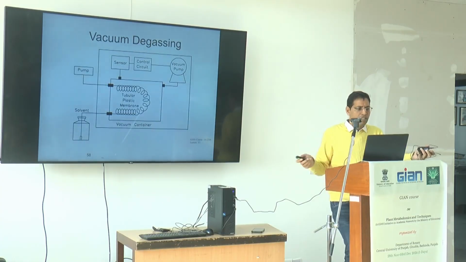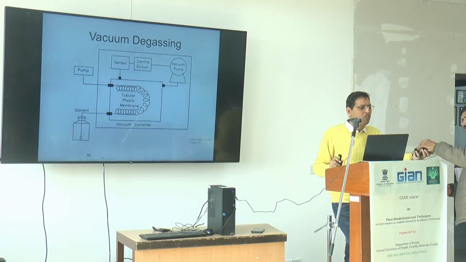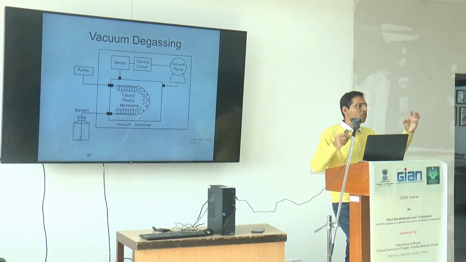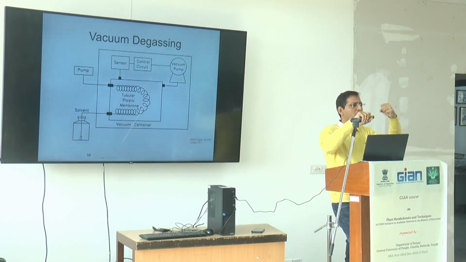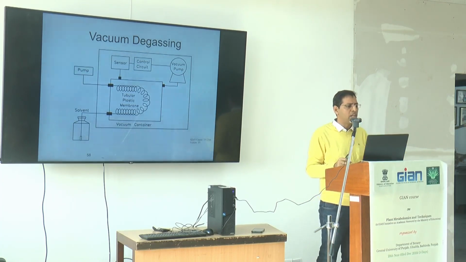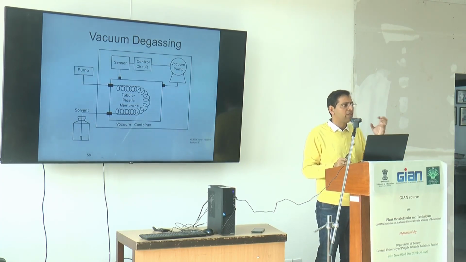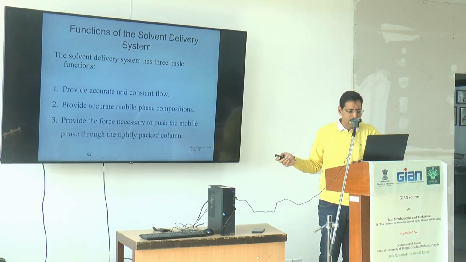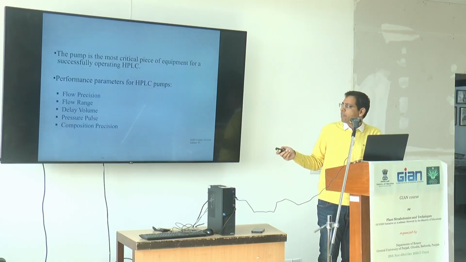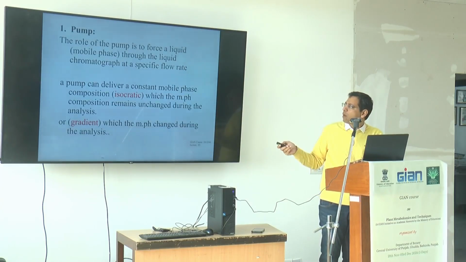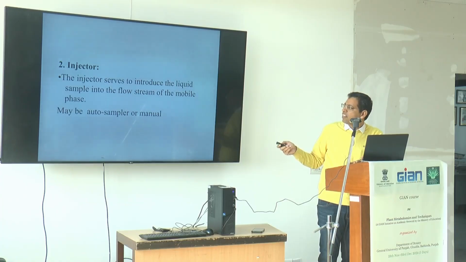Now, what are the factors of the solvent delivery system? The solvent delivery system has three fixed requirements, concerning the solvent you are entering into the column. First, a constant flow. Second, accurate mobile phase composition. Third, the force that you are giving must be uniform. These are the three requirements. The pump is another component which creates enough force so that the solvent can enter the column. Then another one is the injector.